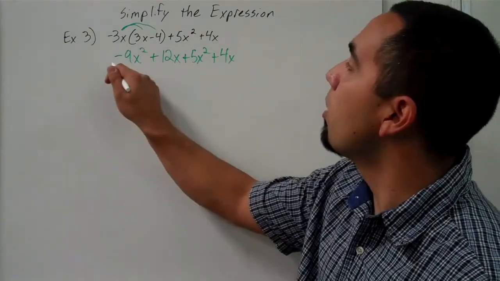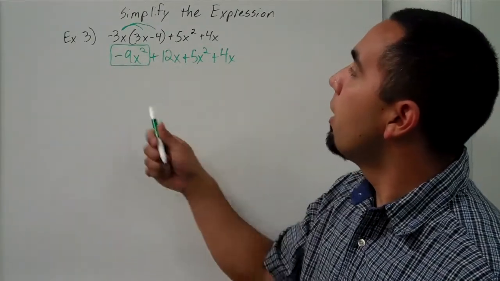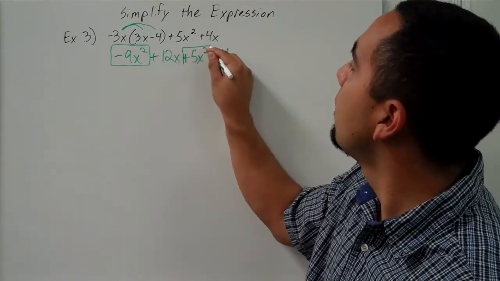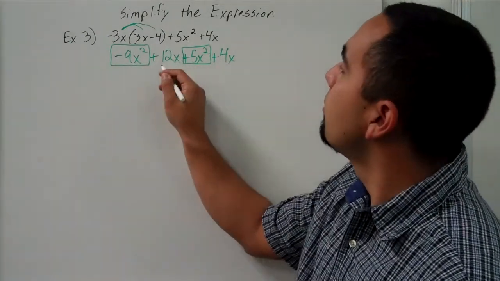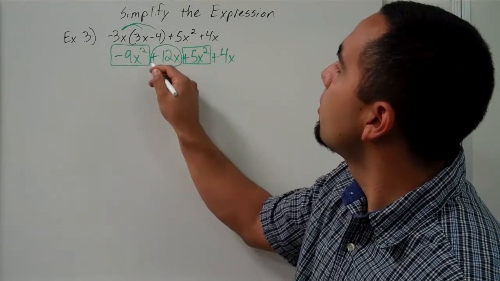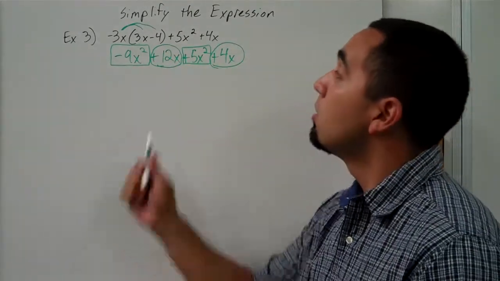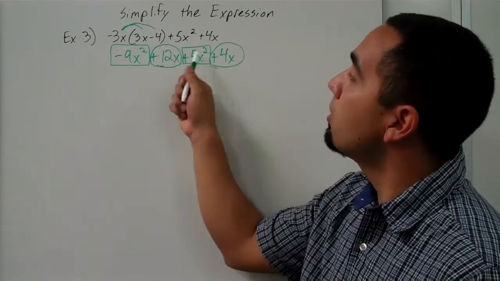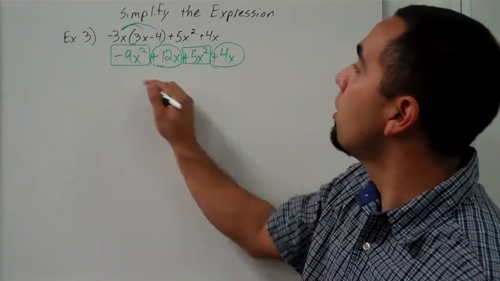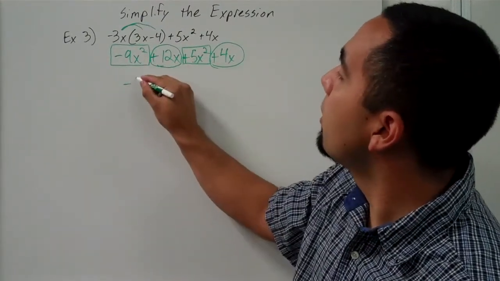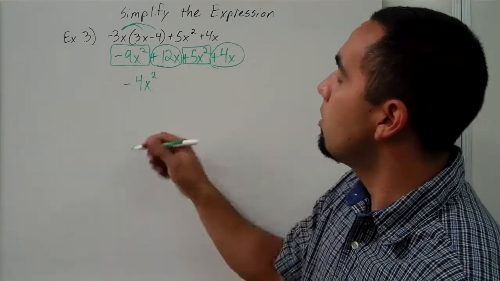So again, I'm going to start with my boxes because I like making boxes. Negative 9x squared and positive 5x squared, those are like terms. And then I have 12x plus 12x, and I have plus 4x. So again, combine the boxes and combine the circles. Negative 9x squared plus 5x squared. Well, negative 9 plus 5, that's negative 4. And then I just rewrite the x squareds.